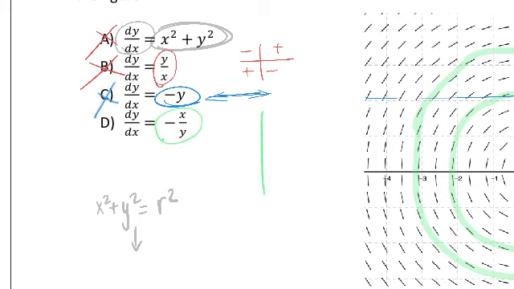Let's think about that. xy would be positive in the first quadrant, but this negative sign is going to make it negative, and then positive, negative, positive.